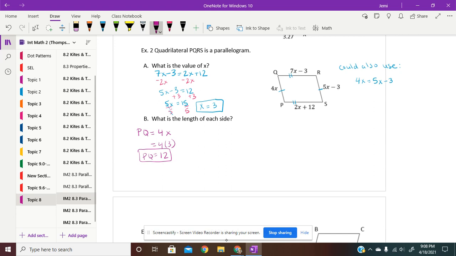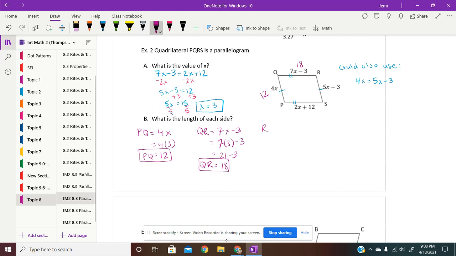Well, let's keep going. I know that QR is equal to 7x minus 3. So I'll replace x with 3. 7 times 3 is 21, 21 minus 3 gives me 18. All right, so this is 12, and this is 18. Now you've got two options here to find the other two sides.